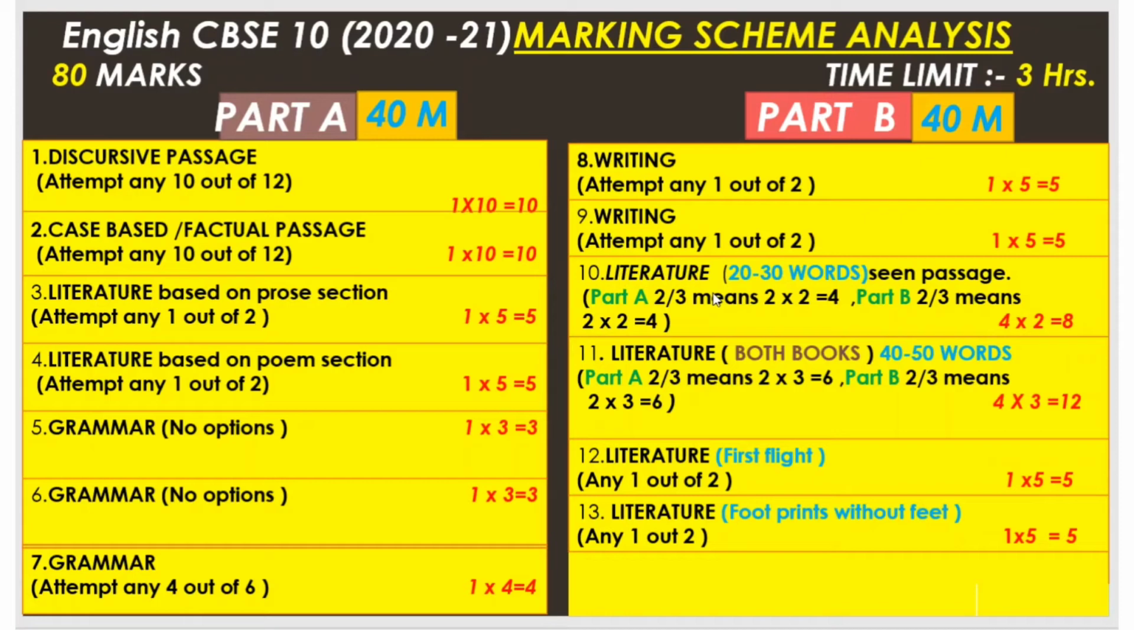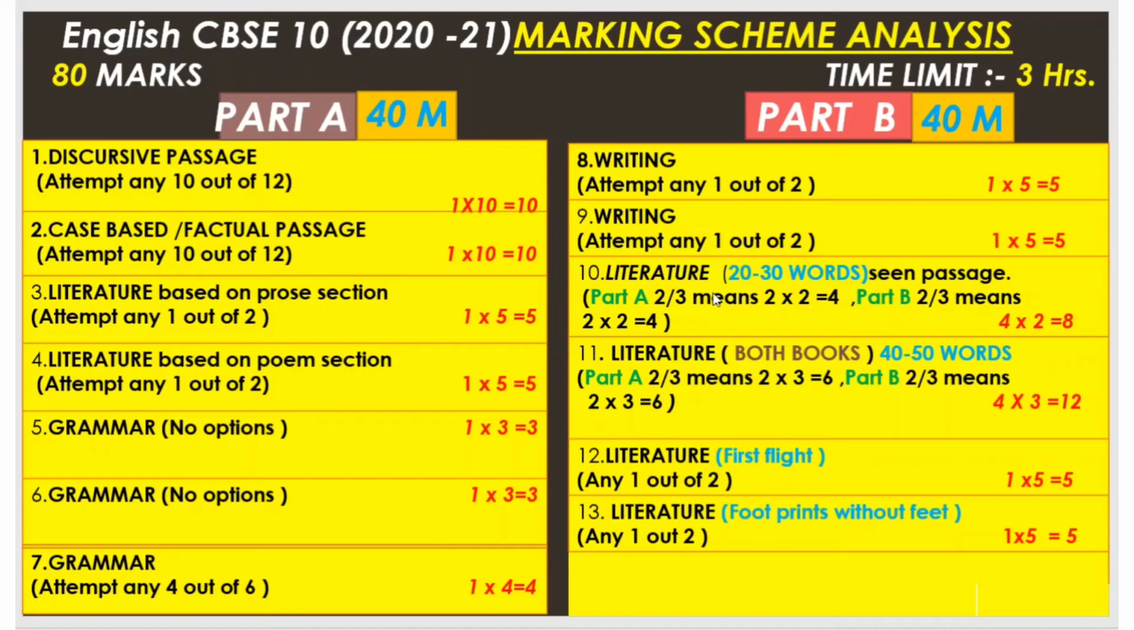So question 10 is a literature-based question. Here the word limit given is 20 to 30. Part A and part B both are carrying 3 questions, and from part A you have to write any 2, and from part B you have to write any 2. That means in total you are writing 4 questions of 2 marks each, carrying 8 marks from this particular section.